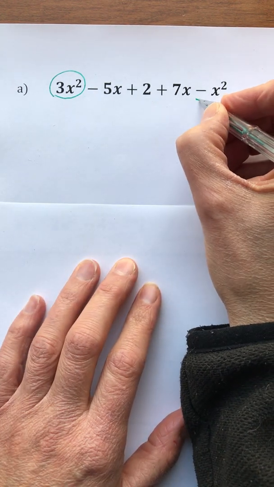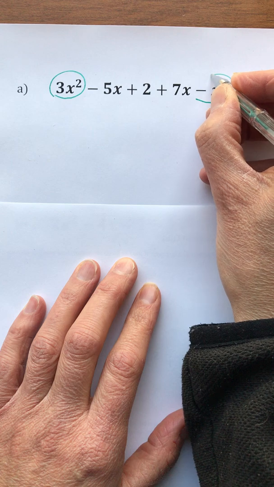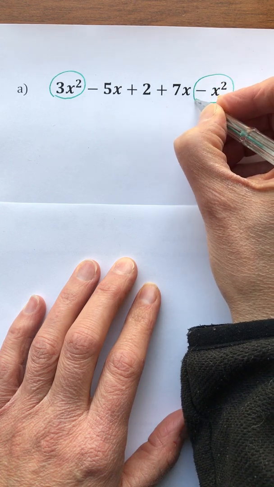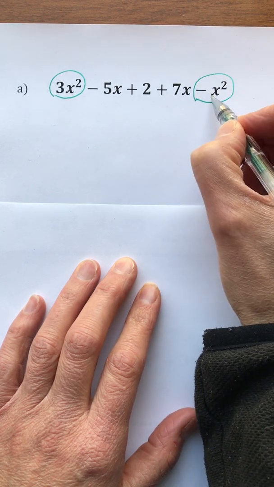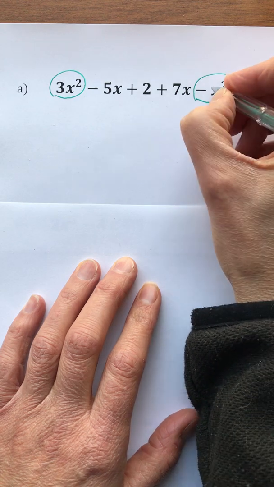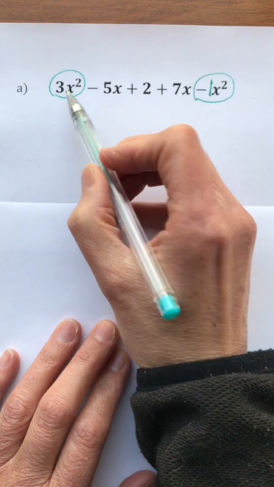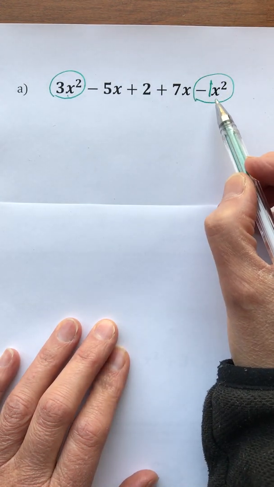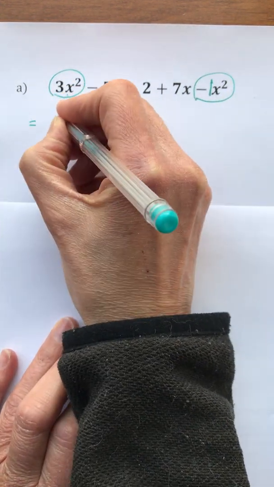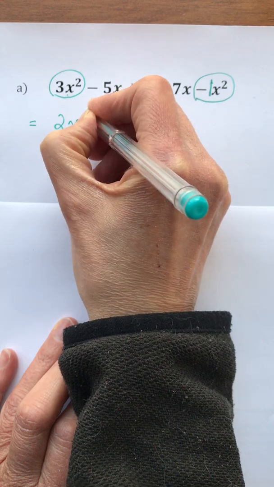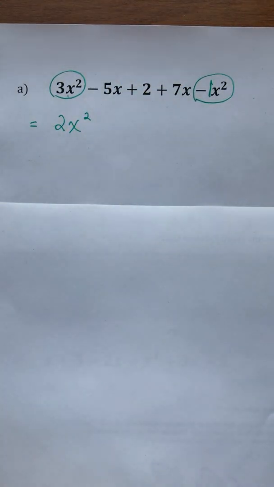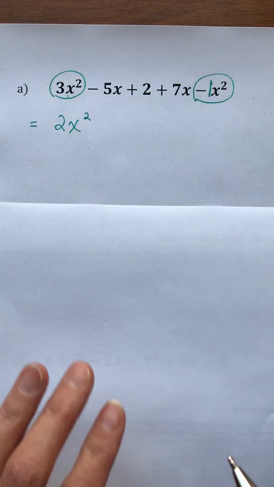Remember, it's really important that when you circle it, you also circle the sign that's in front of it, okay? And also recall that if there's no number, we put a 1 here. So what this means is we have 3x squared, take away 1x squared, and so altogether then we would have 2x squared.